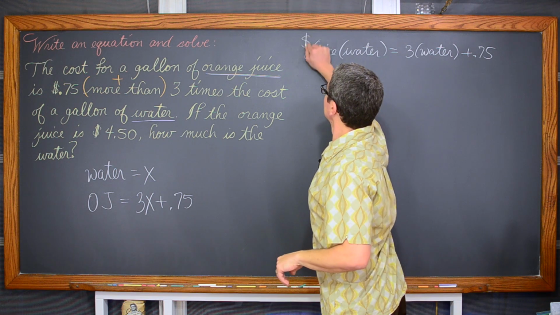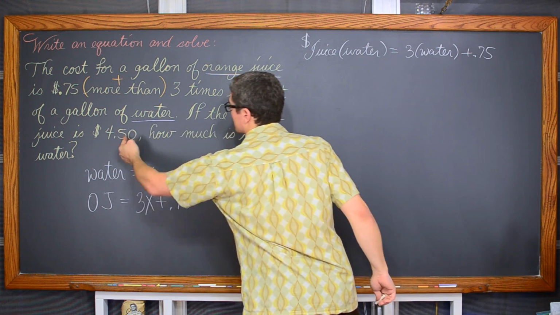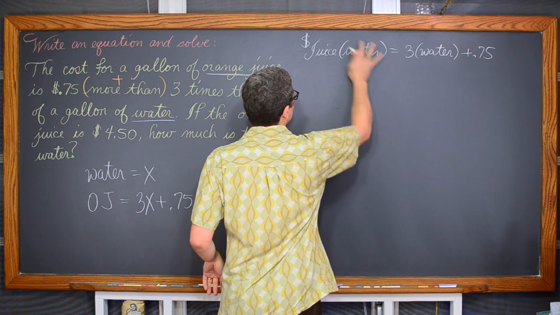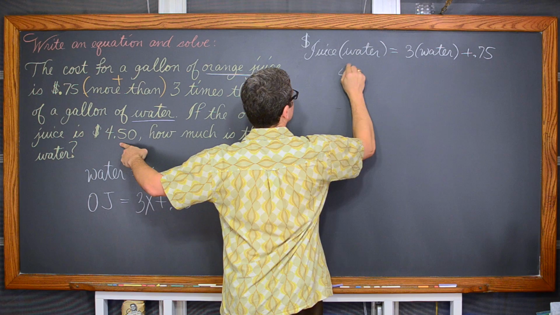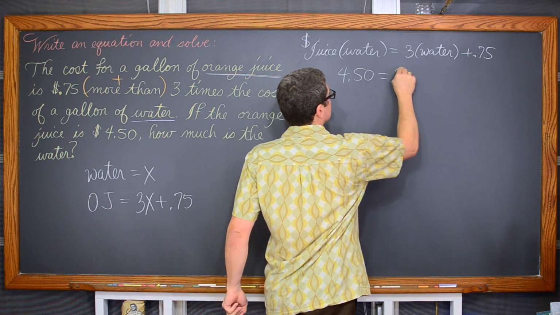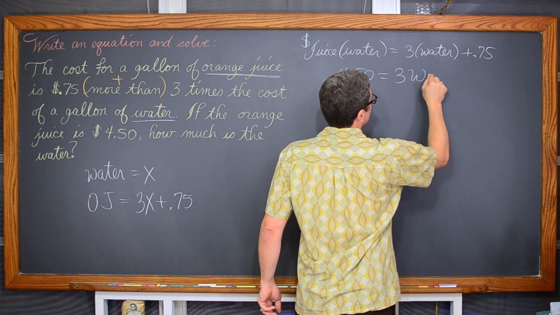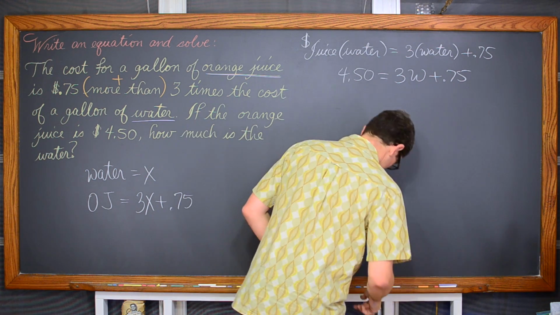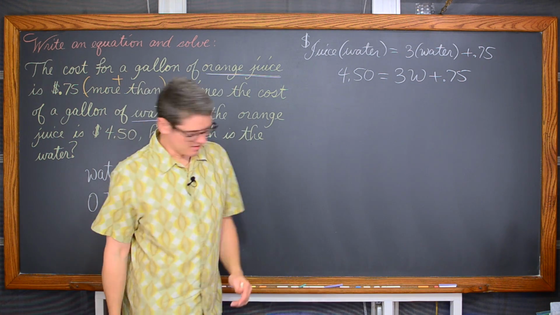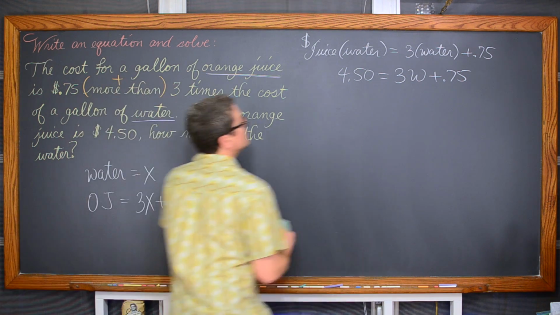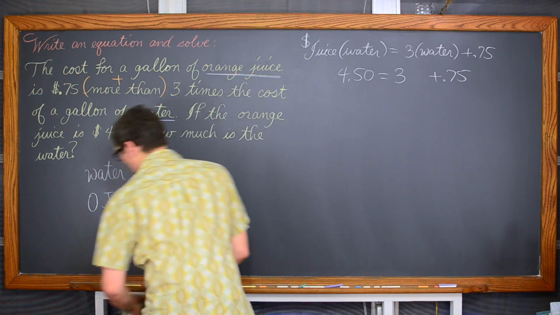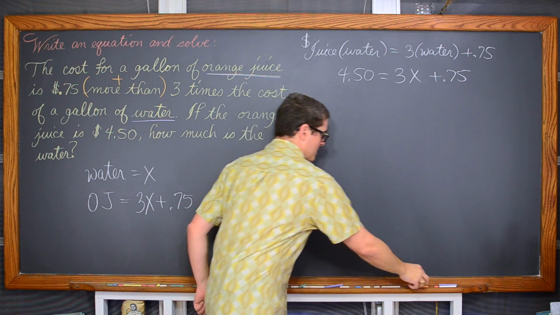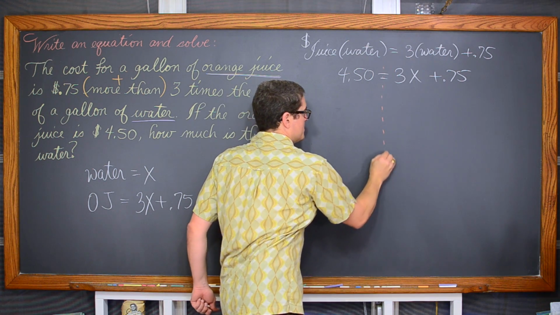The cost of the orange juice. Well, if the cost of that orange juice is $4.50, how much was the water to begin with? So now we have the overall price of the orange juice, $4.50, is equal to 3, let's put W for water, plus 0.75. Actually, excuse me, I can't do that because I already said that water was set equal to the variable of x. So I already defined water as the value of x. Okay, so now my x, here's my equal sign, breaking up the two sides of my equation.